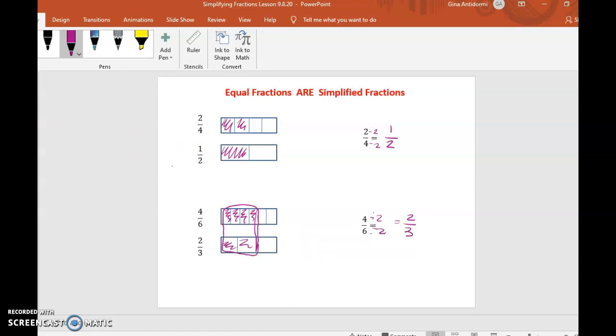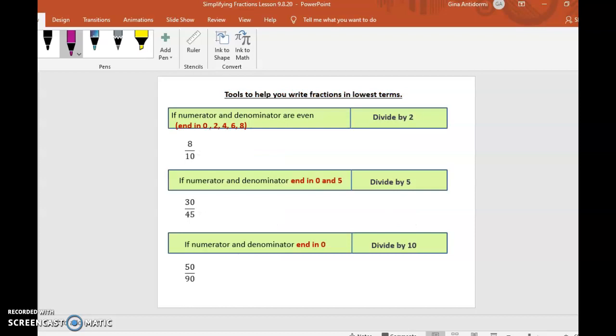All right, some of you may already know how to do this from elementary school, but if you had a hard time with it or you get stuck on some of the harder ones, I'm going to show you some little tricks you can use. So if you don't know what to do when you get a fraction, there's a couple things you can test. First of all, if both numbers, numerator and denominator, end in an even number, so 0, 2, 4, 6, or 8, you can divide by 2.